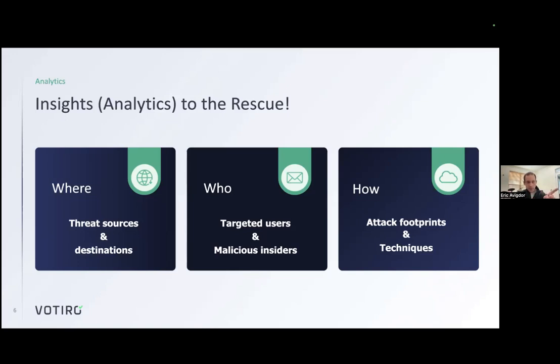Which users are being targeted? Maybe it's one of my engineers being targeted, but maybe it's my CFO being targeted, but also potentially malicious insiders that might be targeting our platforms. And how introduces the notion of a much more sophisticated notion of what is the attack footprint? What can we find in that footprint that would tell us something about how we are being attacked? Once we know that, we can take a whole lot of interesting actions.